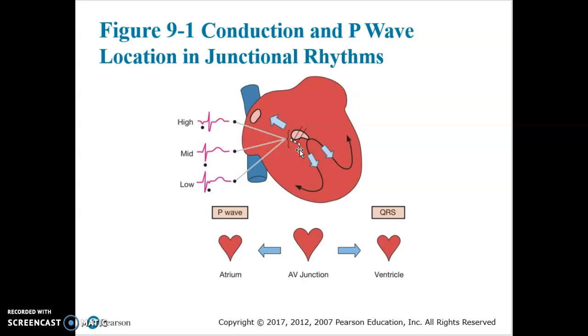Okay? So think about it in terms of where the location is. If it's at the top, it's going to the atrium first. We're going to see a P wave, and it's going to be in front of that QRS. If it's in the middle, we're not going to have a P wave. And if it's at the bottom, we're going to have a P wave, but it's going to come after that QRS complex, and it's going to be inverted, okay? So the location determines where that P wave is going to be seen in relation to that QRS complex.